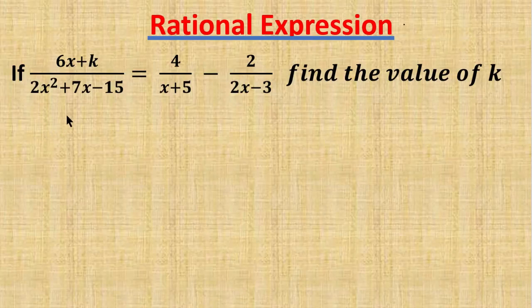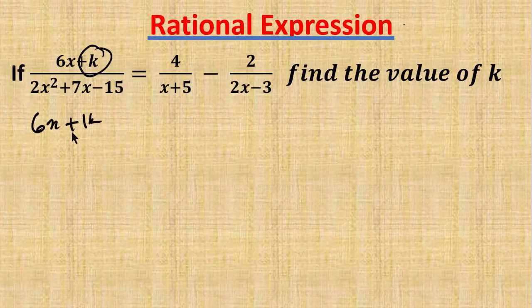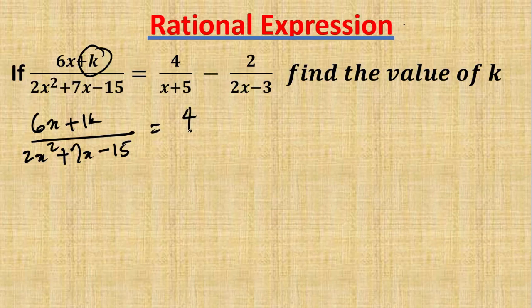In this equation, we're to solve for k. The question wants us to find the value of k. Our question says we have (6x + k) over (2x² + 7x − 15) equals 4 over (x + 5) minus 2 over (2x − 3).